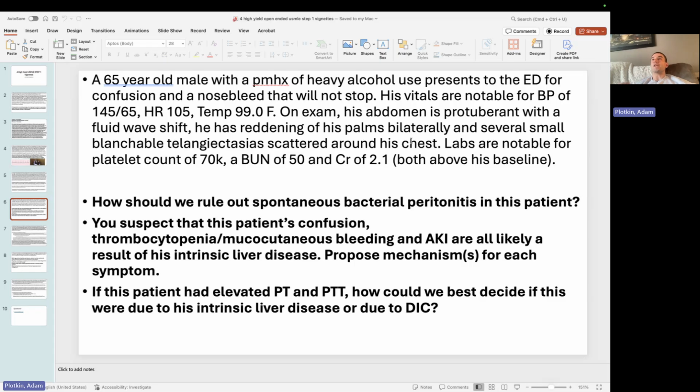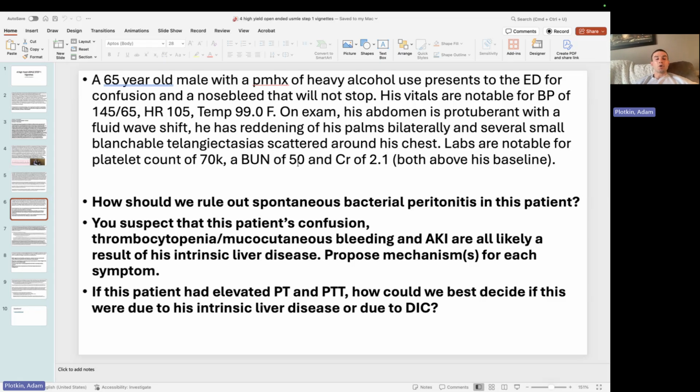So if it's above 250, and the patient's coming from the community, we start them on an IV third-generation cephalosporin. Something like ceftriaxone is usually a good option, all right? That's SBP, one of the highest yield concepts, step 1, step 2, step 3, all right?